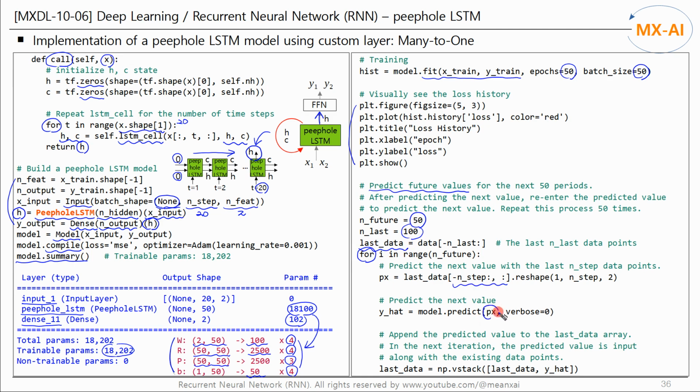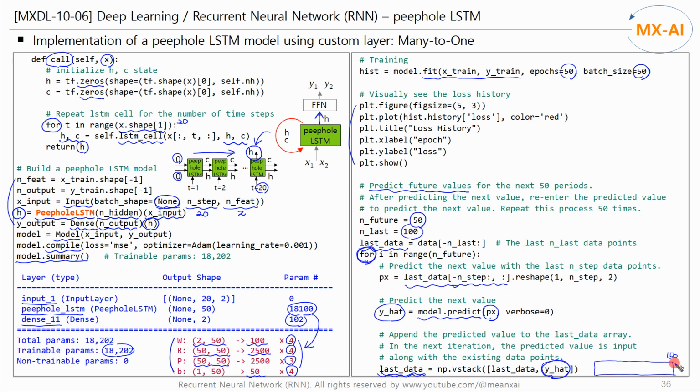If you feed the last n-step data points into this model, the output y-hat is the predicted value for the next time series. Append the predicted value to the last data array. In the next iteration, the predicted value is input along with the existing data points. If we repeat this 50 times, 50 predicted values will be appended to the last data array.